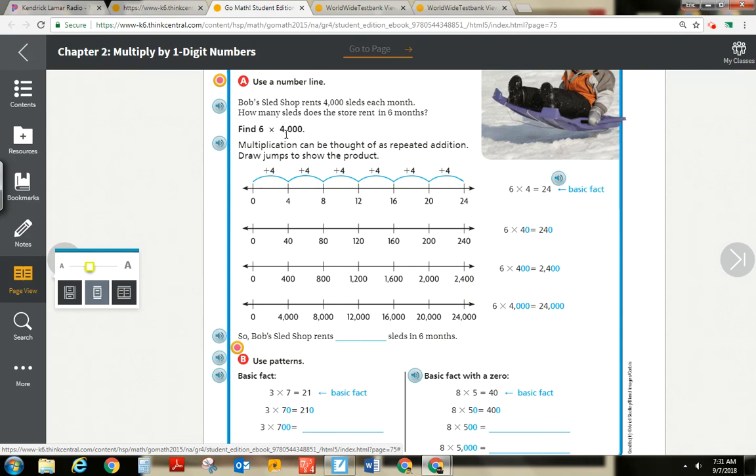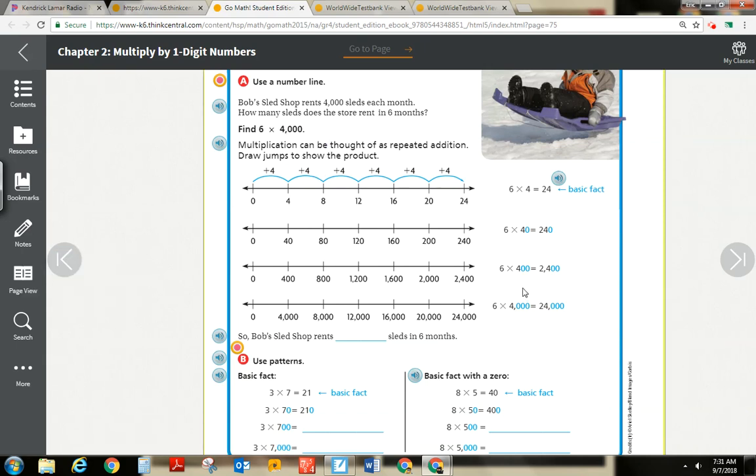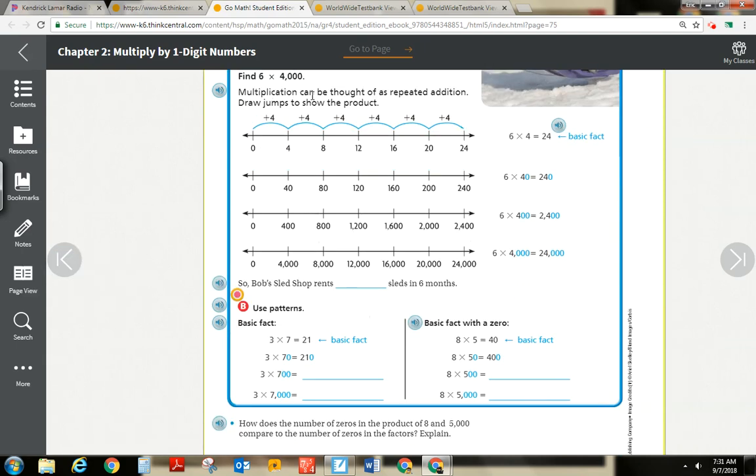So in 1 month it was 4,000. In 2 months it would be 8,000. How many for 6 months? So we're going to be multiplying. Multiplication can be thought of as repeated addition. We know that. So we can draw jumps to show the product. Just 6 times 4 would be 6 jumps of 4. 1 jump, 2 jumps, 3 jumps, 4 jumps, 5 jumps, 6 jumps, and we get to 24.